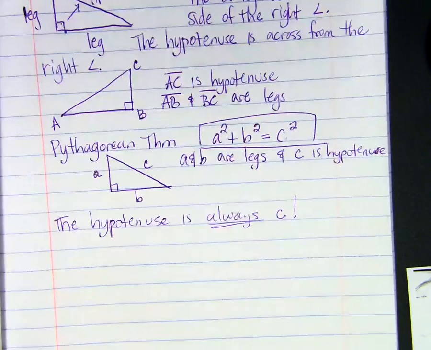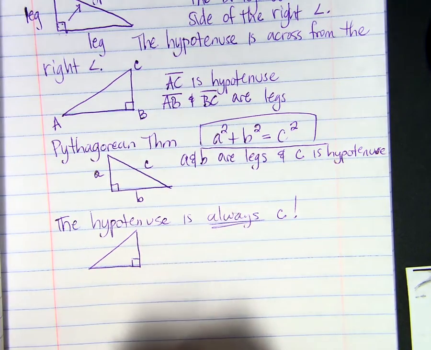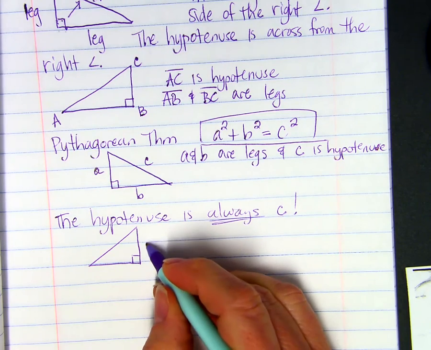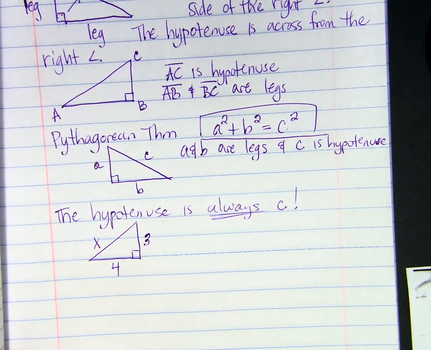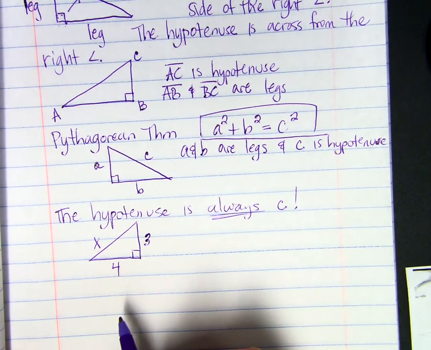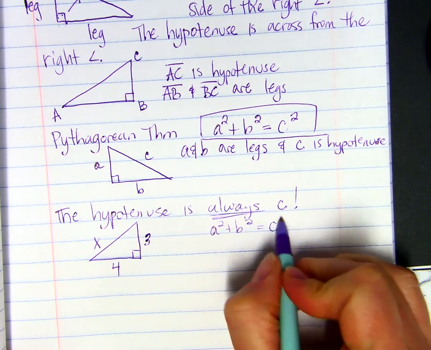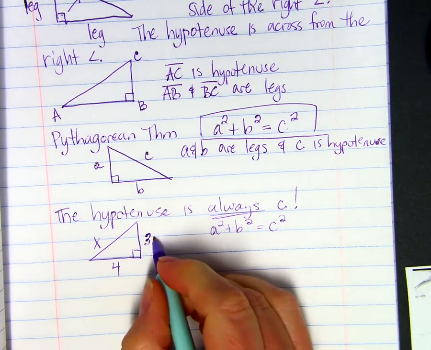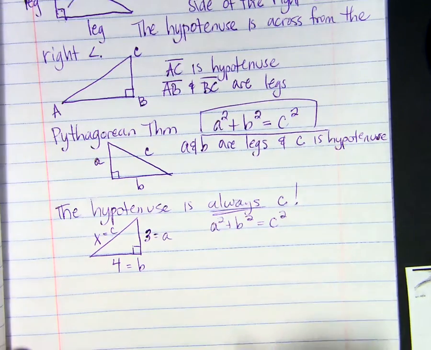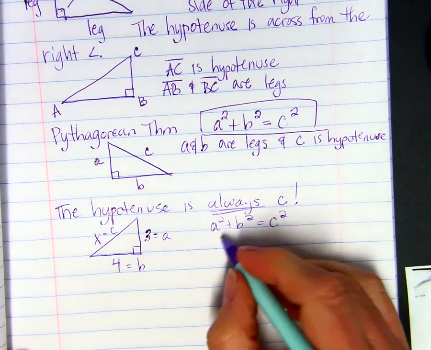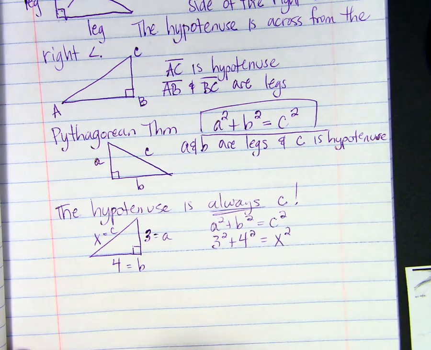So we are going to do an example where we have to find a side length of a right triangle. So the sides are 3, 4, x. Okay, so we need to find x. We can do this using the Pythagorean theorem, a squared plus b squared equals c squared. So 3 we'll just call a, 4 we'll call b, and x we'll call c. So we just plug it in. So we have 3 squared plus 4 squared is going to equal x squared.